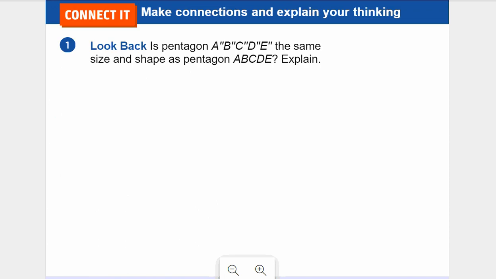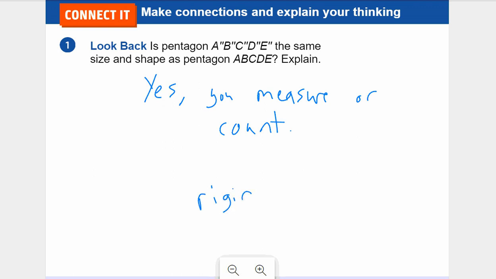number one, and now we're on page 46 here, is Pentagon A double prime, B double prime, C double prime, D double prime, E double prime the same size and shape as Pentagon A, B, C, D, E? Well, yeah, it is. Yes, you can see it. You can count. So explain, you could measure or count. We also know that both a translation and a rotation are rigid transformations. So rigid transformations are transformations that do not change the size or shape. And these both are rigid transformations. So there we go.